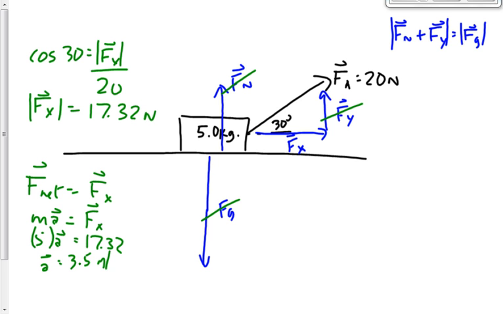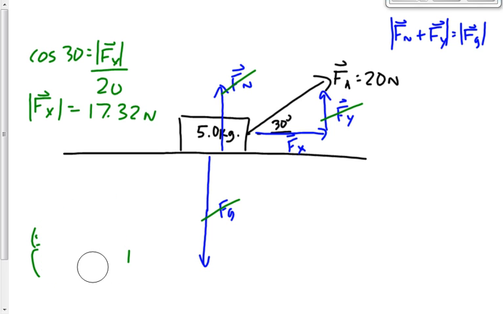How many people got an answer of 3.5 meters per second squared? Okay, good. For those of you who didn't get that answer, does it make sense? Let's change this question. We'll keep the basic structure of this question so that we don't have to do all of our calculations over again. But this time we're going to add friction to it. Okay, this time we're going to add a force of friction of 10 newtons. Which way is friction going to act?